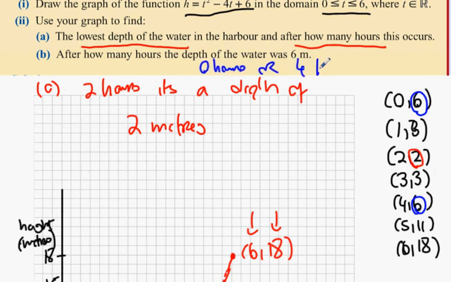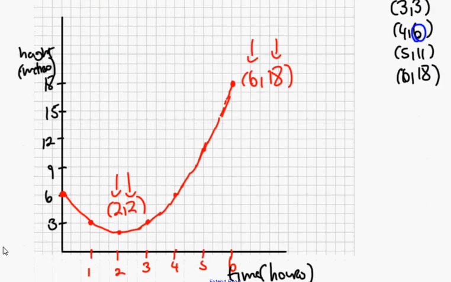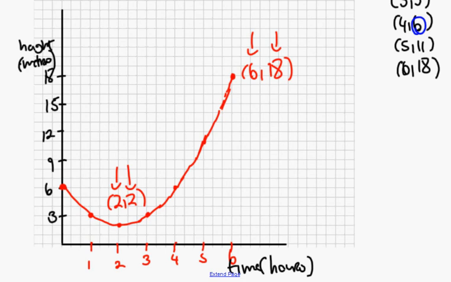How do I know they weren't talking about 0 hours? Because it says after how many hours. If you say 0 hours, that's no time has passed. You're right at the start. Another way of doing that would have been to use the graph. And what you could have done was this. Just draw it straight across and you see 4 hours there and 0 hours at the start. And that's it, guys. That's us done.